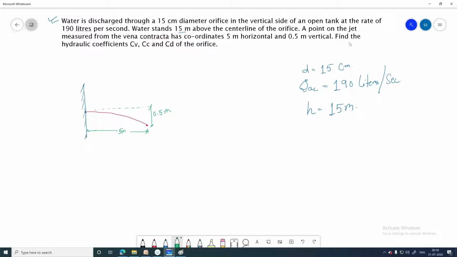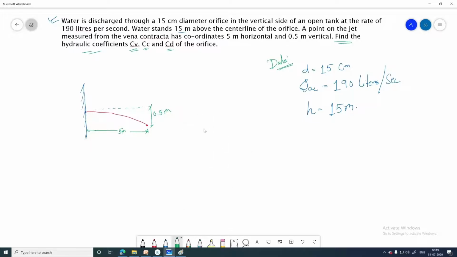We will determine all the values over here. What we need to determine is the hydraulic coefficients: CV, the coefficient of velocity, CC, the coefficient of contraction, and CD, the coefficient of discharge. These values we need to determine. These are the data which are provided.